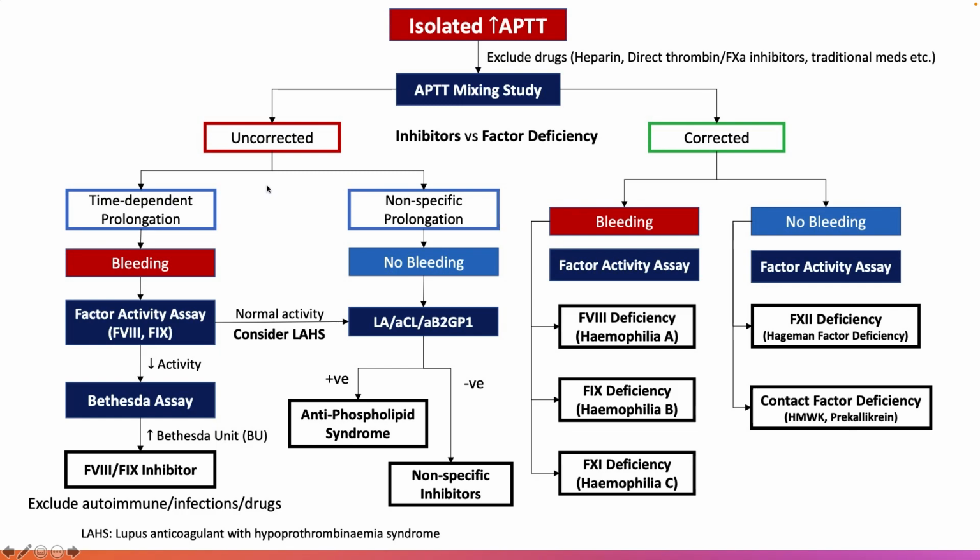The next thing is to look at whether this uncorrection is time dependent or a non-specific prolongation. If it's a time dependent prolongation, it usually suggests the presence of a factor inhibitor, and the patient can bleed very significantly. The commonest is factor 8 inhibitors. How do we confirm? We can see the activity assay, which will show reduction, and we do the Bethesda assay, with which we are able to detect the presence of the inhibitor, expressed in Bethesda units.